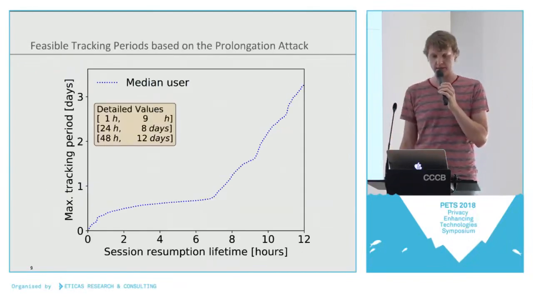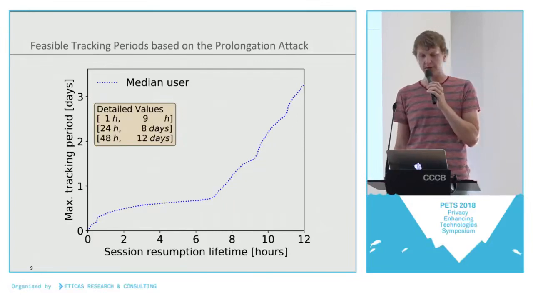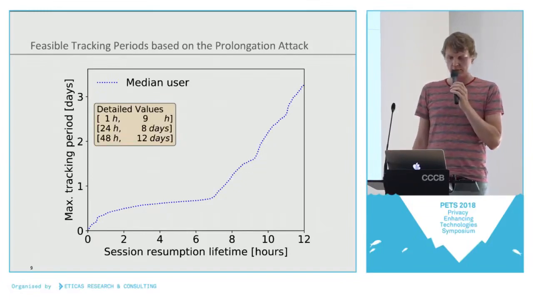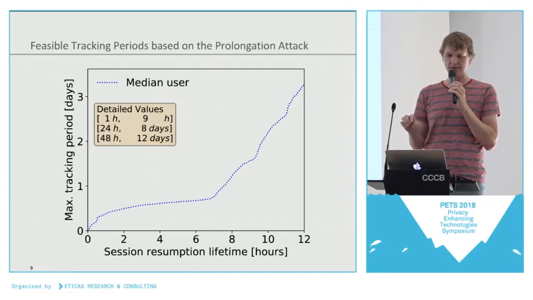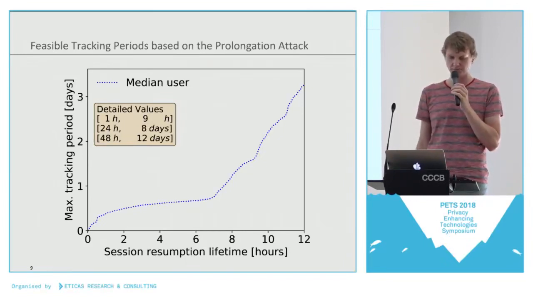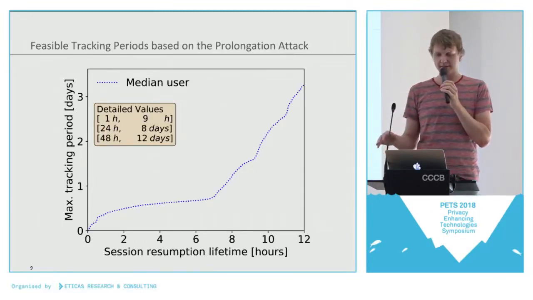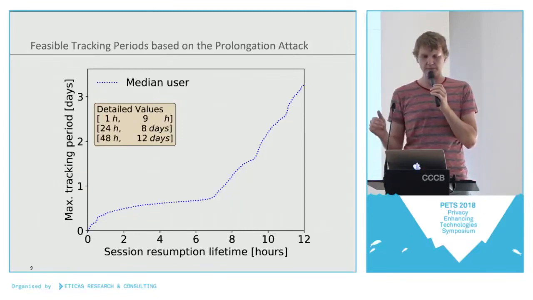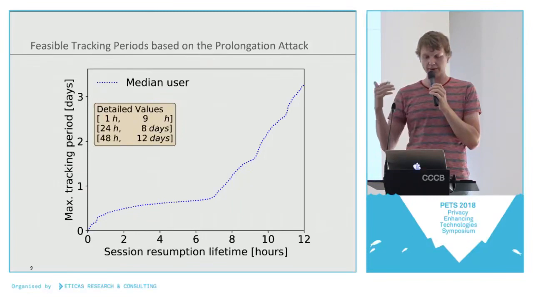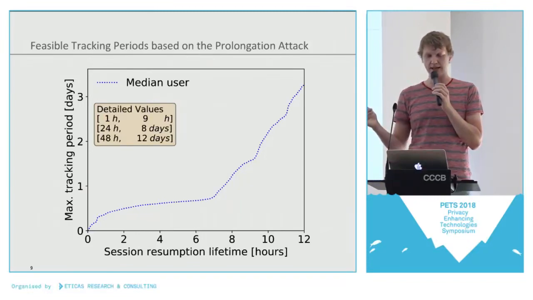Here you see a plot about the feasible tracking periods for the median user within our data set. And you note that there's approximately a factor of 10 between the session resumption lifetime and the maximum tracking period. Furthermore, you note that when the session resumption lifetime exceeds 6 to 7 hours, then the maximum tracking period increases rather fast for longer session resumption lifetimes.